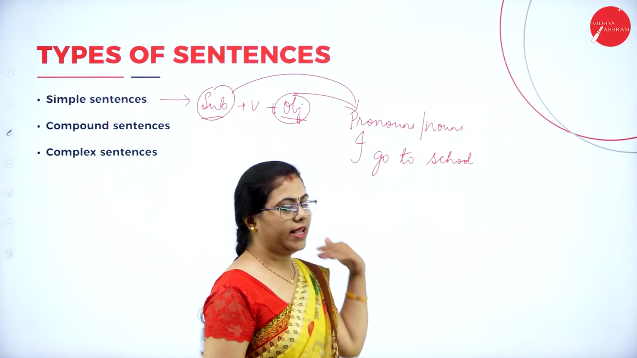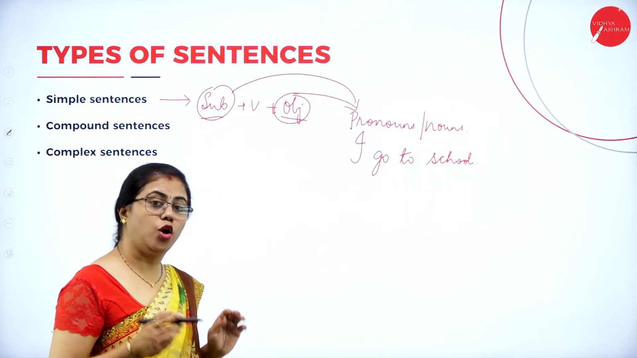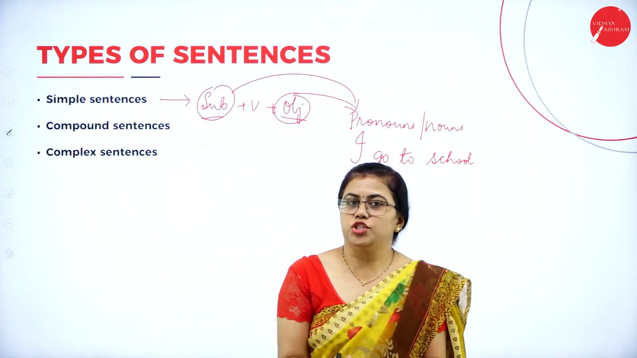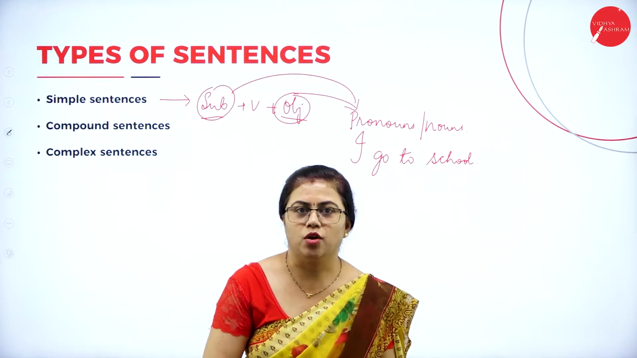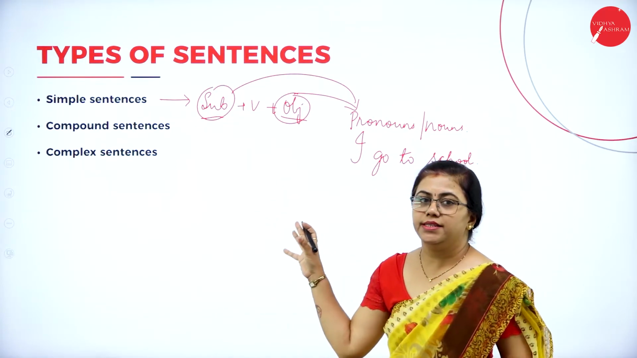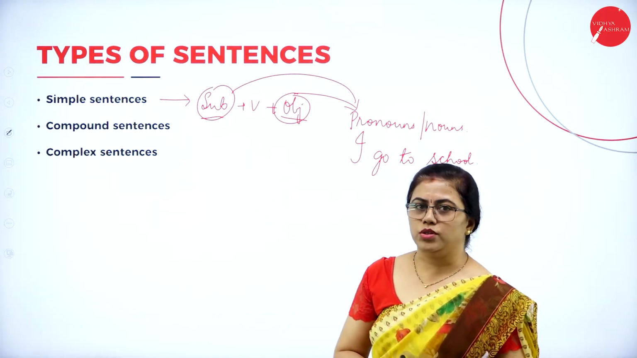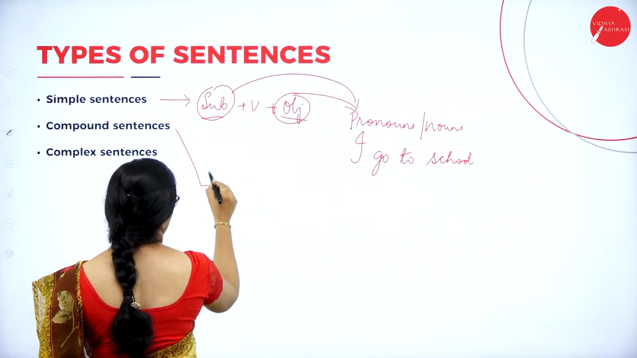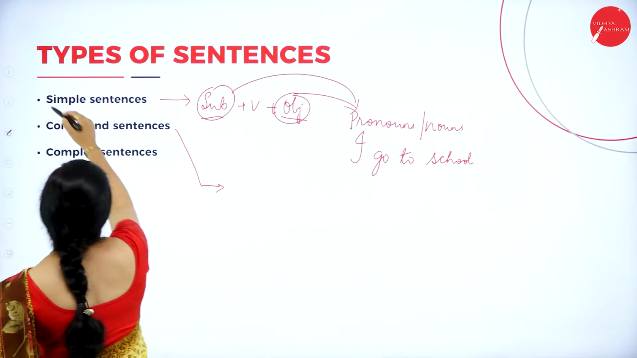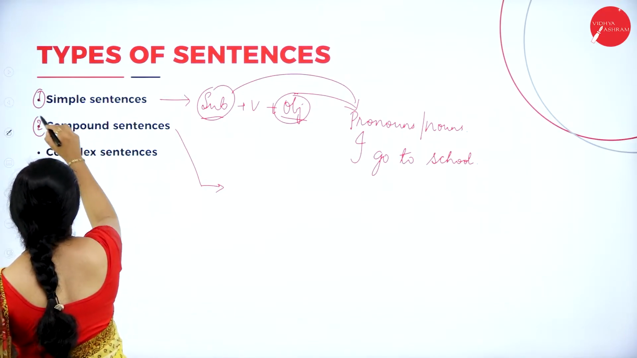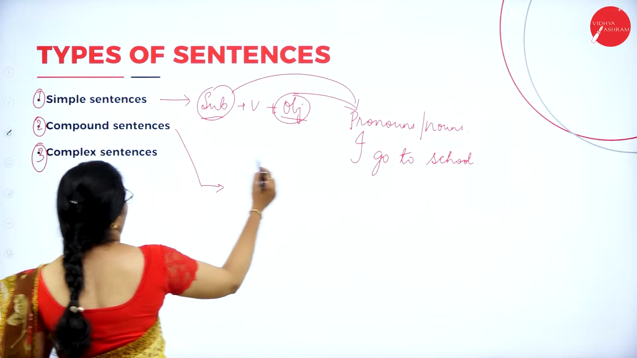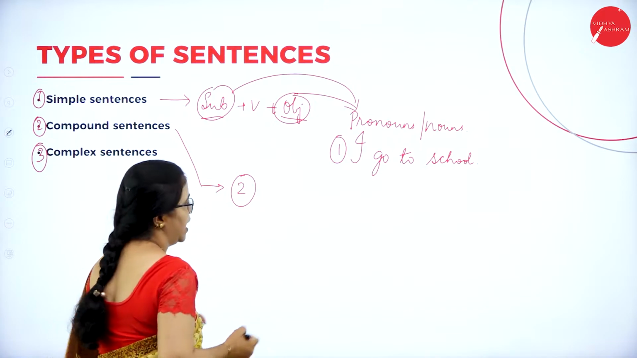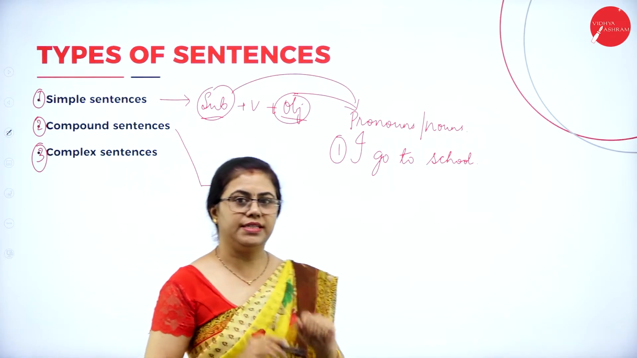Next we'll go to compound sentence. A compound sentence is actually a combination. It's a mixture of 2 simple sentences. You combine 2 simple sentences in order to make a compound sentence. So let me give you examples of compound sentence. This is an example of a simple sentence. Coming to compound sentence, I am combining 2 simple sentences.